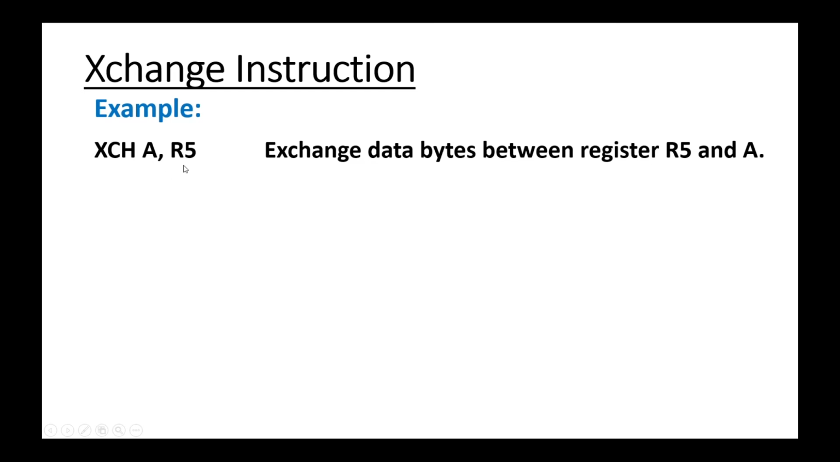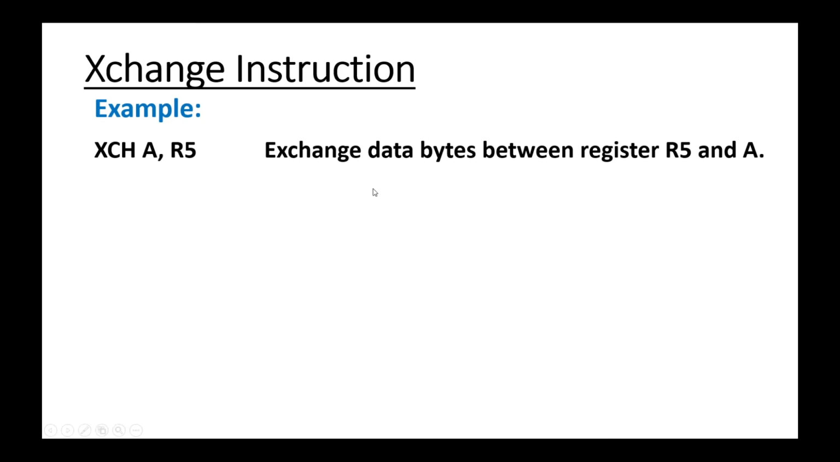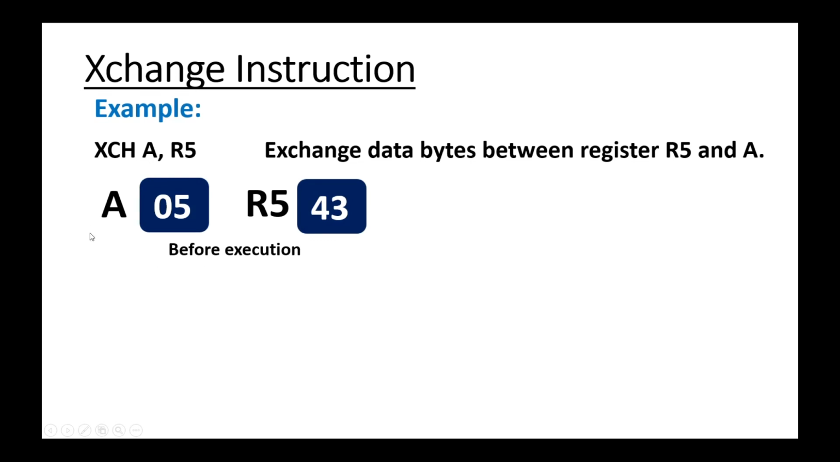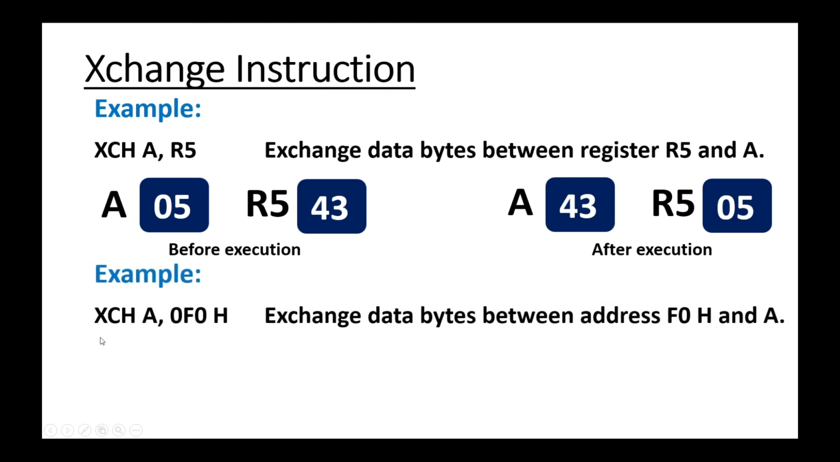So first example is XCH A, R5. R5 is a register. There could be any register name between R0 to R7. So it exchanges 8-bit data between register R5 and A. Let's take an example. Before execution, A is having 05, R5 is having 43. After execution, the values are swapped, exchanged between these two registers.